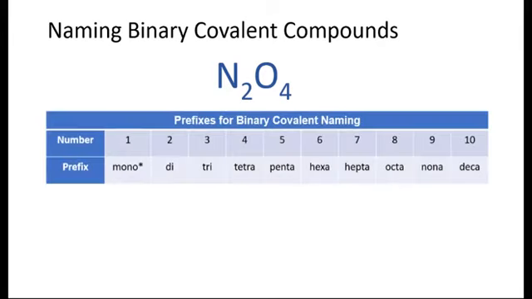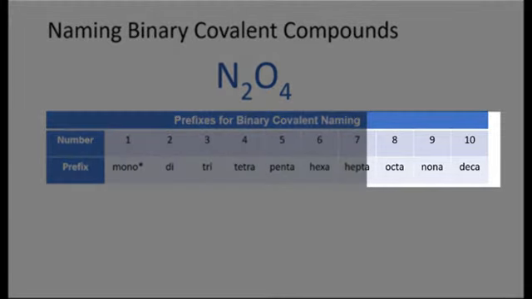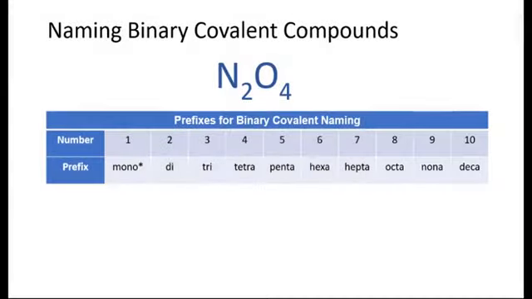For one, we use the prefix mono, meaning if there's just one of those atoms present, we'll start with the term mono. If there's two of that atom, we use di. If there's three of that atom, we use tri. And the remaining ones are tetra, penta, hexa, hepta, octa, nona, and deca. You probably recognize many of these, and in fact, you might not be aware that the months October, November, and December used to be the 8th, 9th, and 10th months of the year, which is where they got their names from. But back to the chemistry.